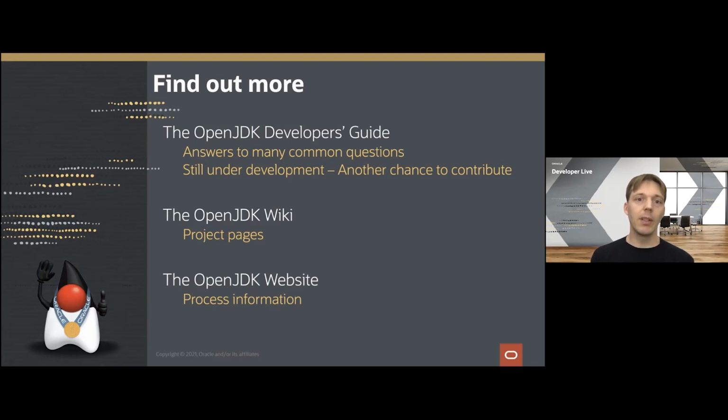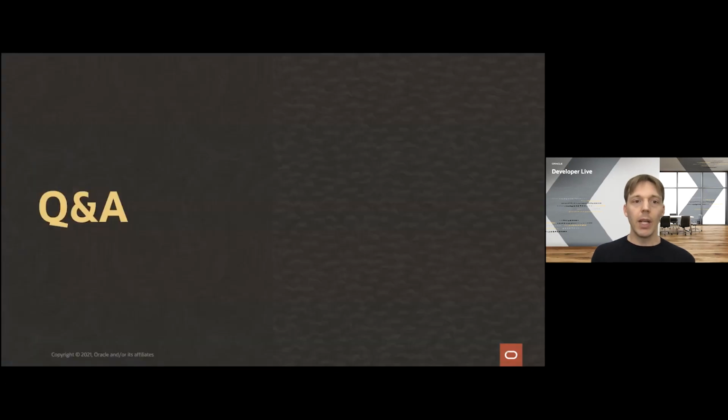If you have some interesting tutorial or some idea or tip about how to do something, it's a perfect place to document these things. The OpenJDK Wiki has a lot of information about the different projects, and the OpenJDK website, as I mentioned before, has all of the links to all of this information and process information and everything. Okay, so I think that's about time to open up for questions.